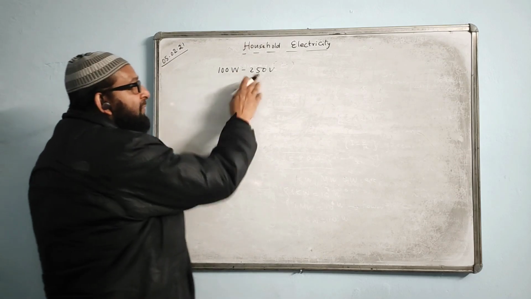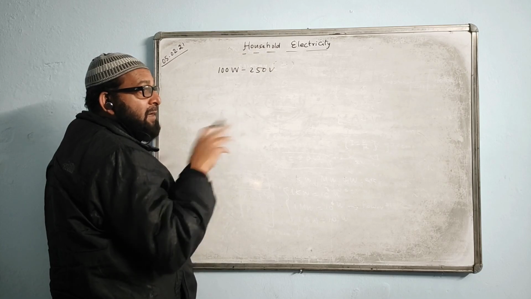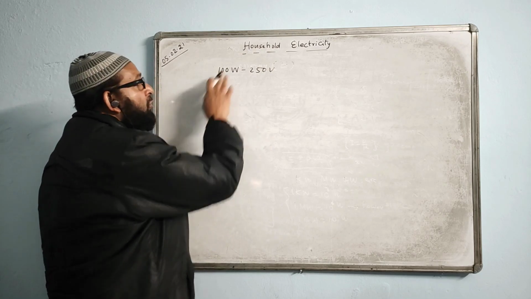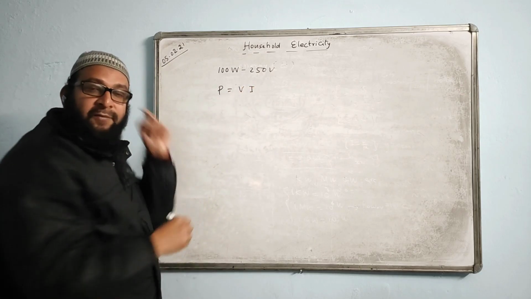So from this we can find the resistance of the filament of the bulb, and we can also find the maximum current that can be allowed to flow through the bulb. You can use the formula P equal to VI. You can find the current value.